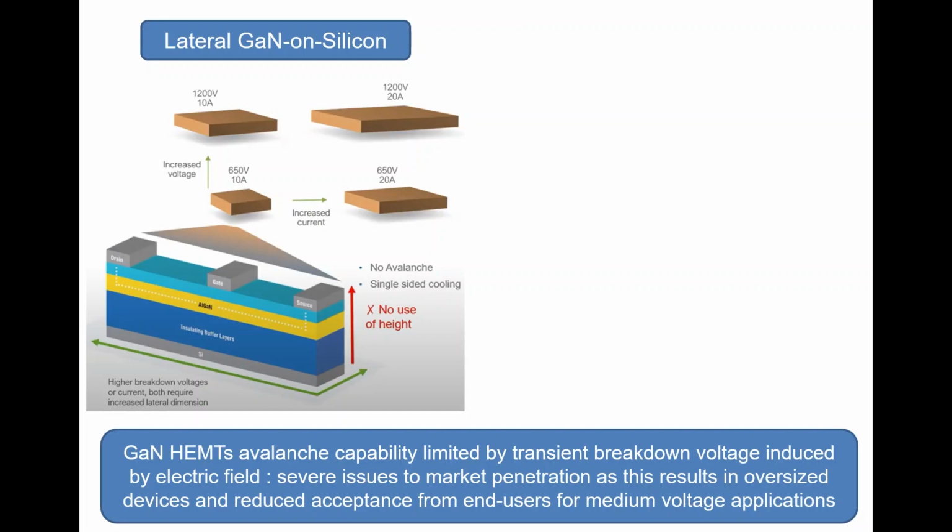So you cannot get avalanche. That's a strong statement, a bold statement, but I think as long as you have an electric field peak here, there's no way to get avalanche. I don't think so. So this will always be limited by the electric field in this case. So as I mentioned here, these are several issues to market penetration.